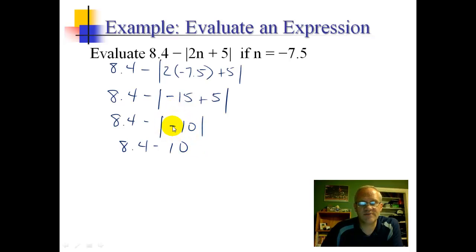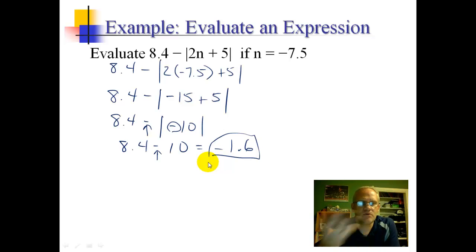Notice when we took the absolute value, it got rid of this negative right here, but it did not affect this one out here. So this negative out here, that is still here, okay? So it didn't turn that into a plus. That stayed negative, the one that was outside. It only affected the one that was inside. And then the last thing we can do there is actually subtract those, and so we'll have equals a negative 1.6.